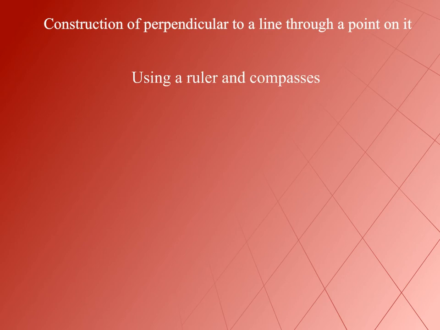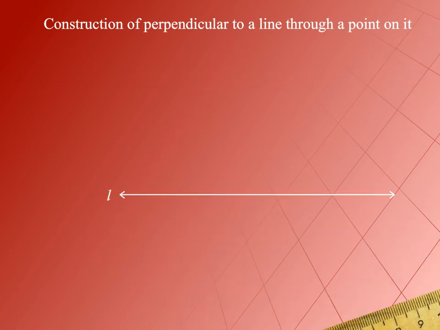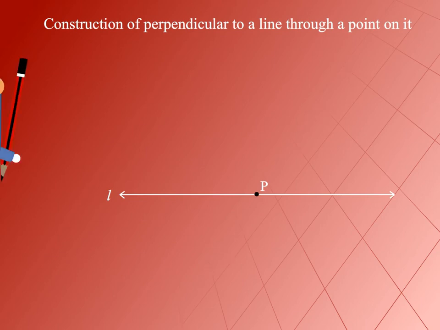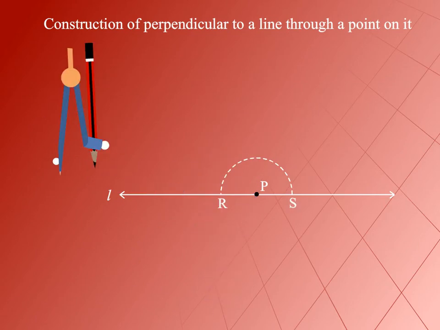Using a ruler and compasses, let L be a line and P be a point on it. With P as center and a convenient radius, draw a semicircle that intersects the line L at 2 points R and S as shown here.